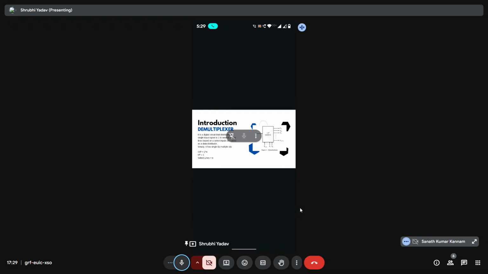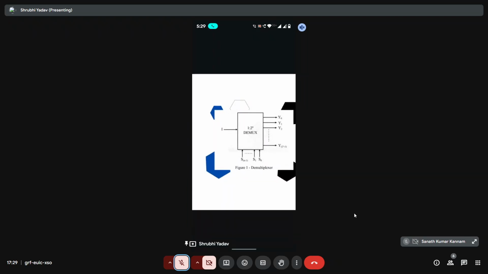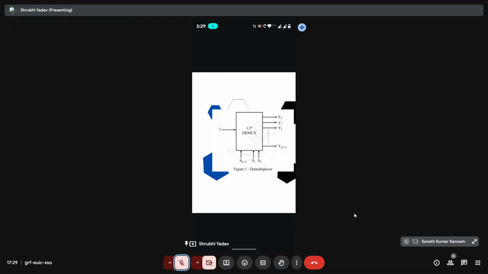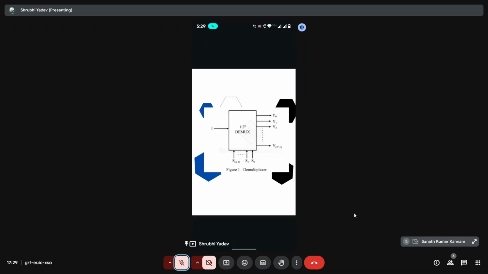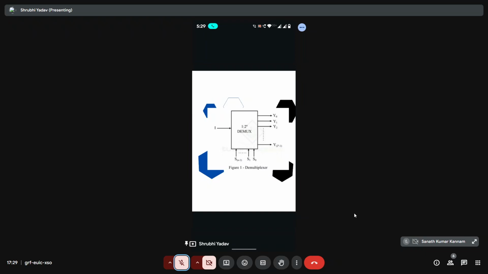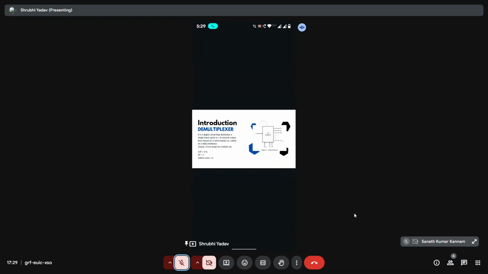So it has output as 2 power n and input as 1, select line as n. So from the diagram we can see that it has n minus 1 select line. It is taken as n minus 1 because we are seeing that output here we have 2 power n minus 1. That means the select line will be n minus 1. Okay, so in examples we can see that it has the broadcasting to different channels.